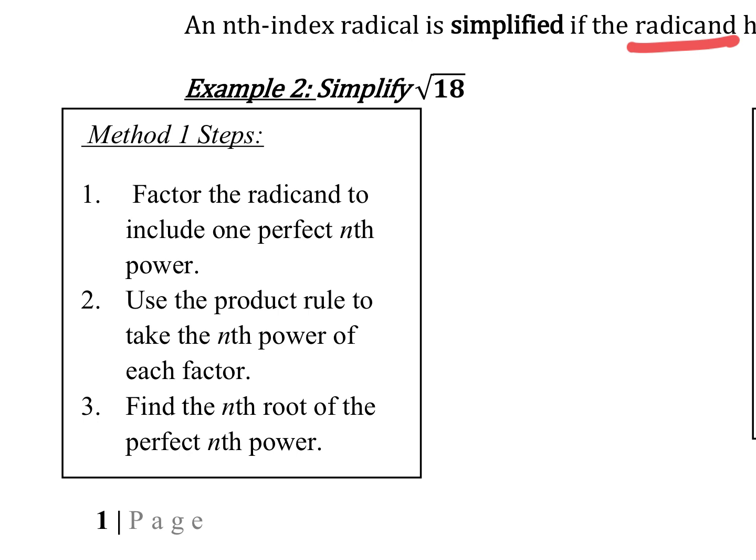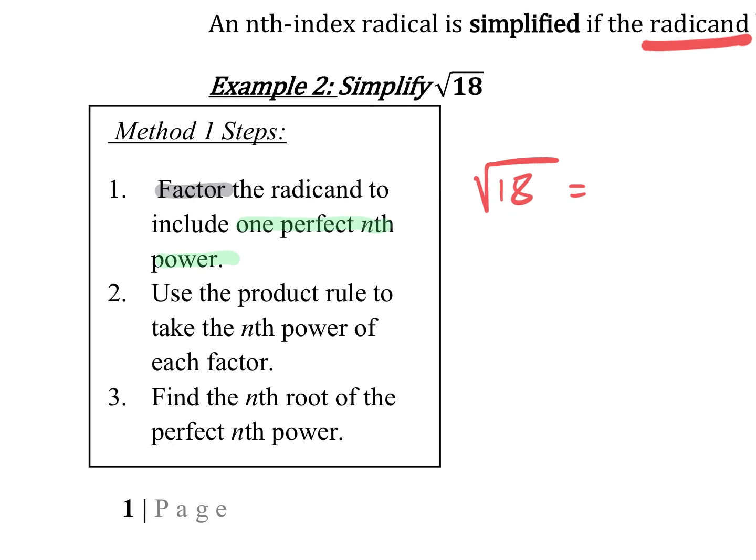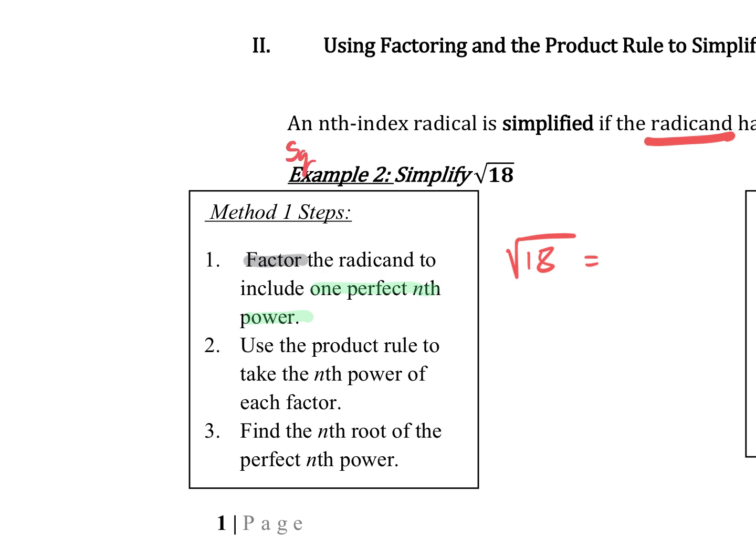First thing we want to do is factor the radicand to include one perfect power. In other words, this is a square root, so n is 2. We want to take this square root of 18 and break it up. We want to ask, what are the perfect squares? Remember the perfect squares? 1 times 1 is 1. 2 times 2 is 4. 3 times 3 is 9. 4 times 4 is 16. 5 times 5 is 25. And so on and so forth. Those are the perfect squares.